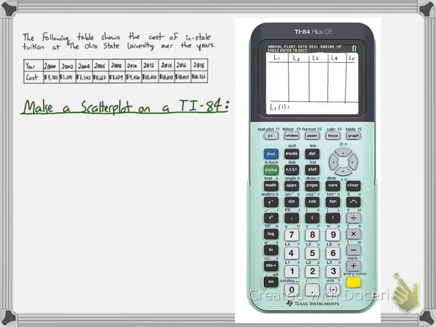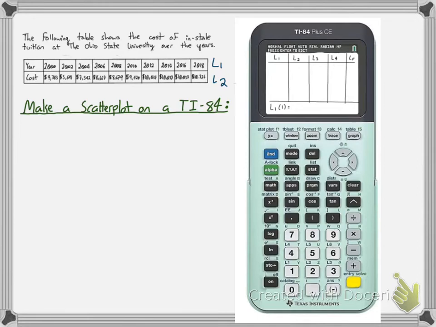Here I want to have a blank slate to be able to enter lists of data. If you have any data in L1, L2, anything like that, go to the top of the list and click Delete, and it should get rid of that whole column. Once you have a blank slate to work with, let's type in the data that we've been given. I'm going to use my years as L1 and my cost as L2, and I'm going to type them in like so.